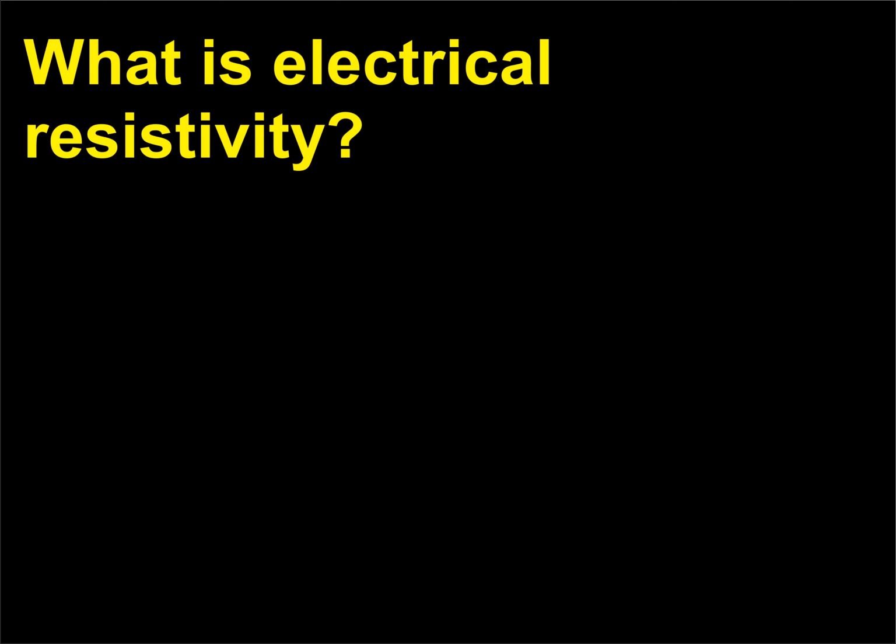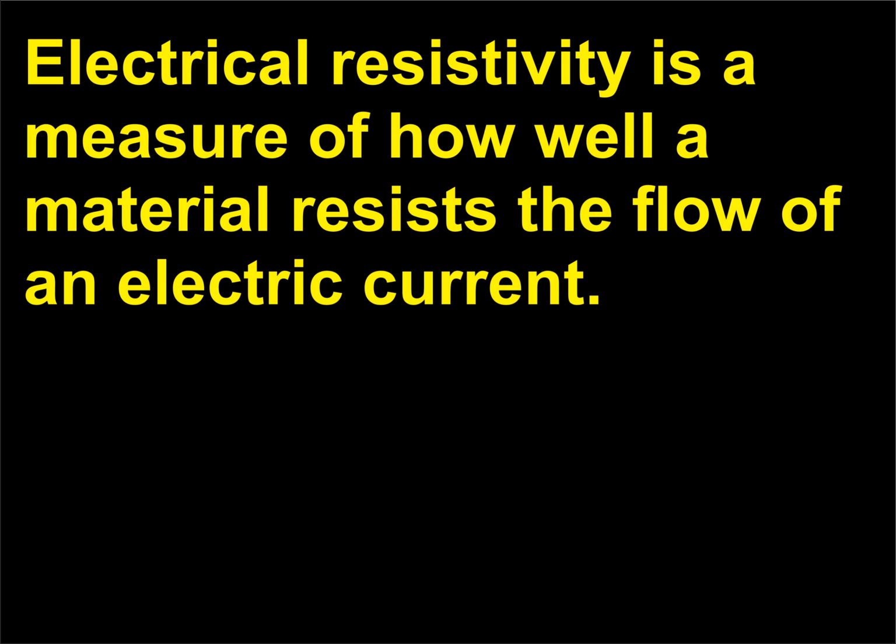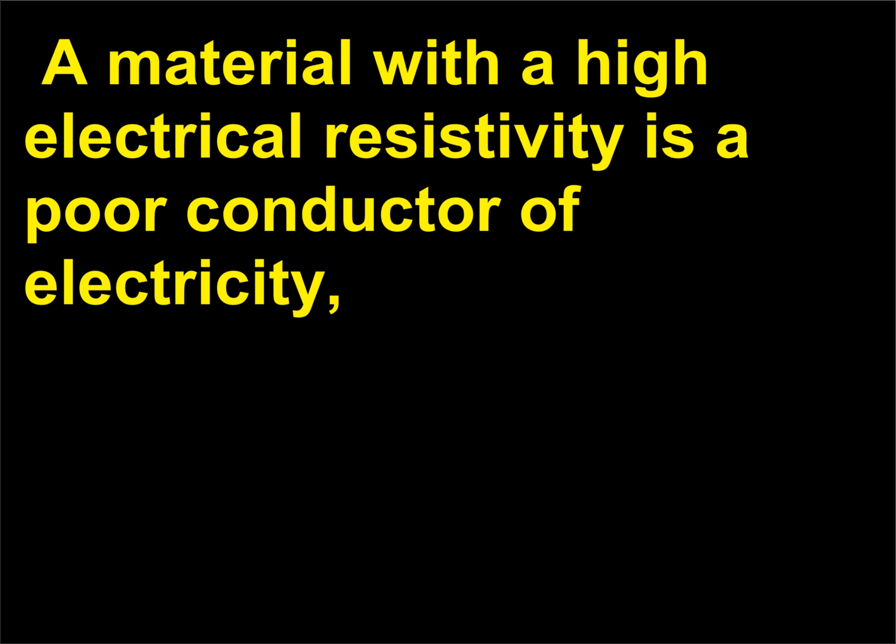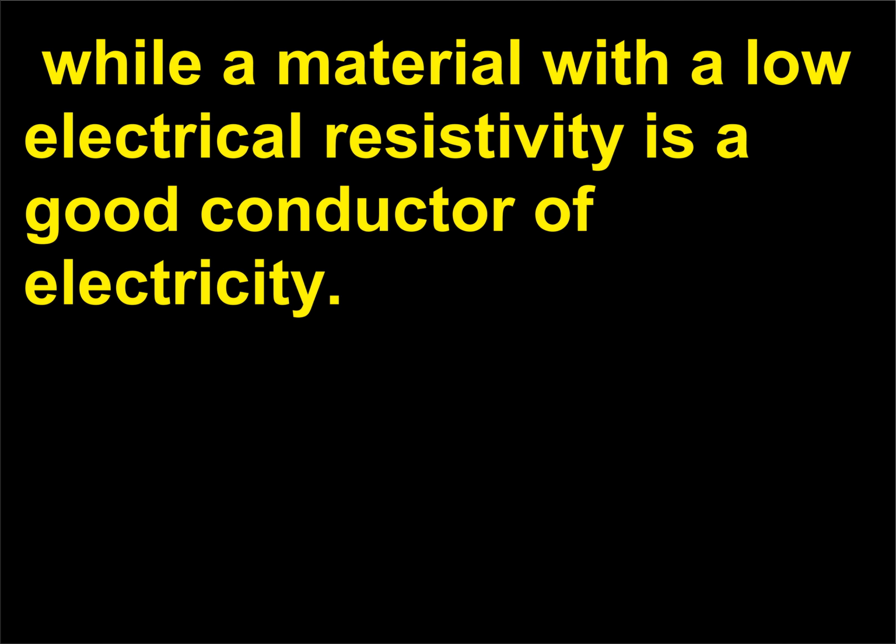What is electrical resistivity? Electrical resistivity is a measure of how well a material resists the flow of an electric current. A material with a high electrical resistivity is a poor conductor of electricity, while a material with a low electrical resistivity is a good conductor of electricity.